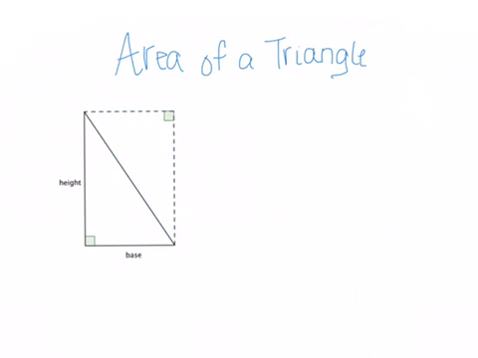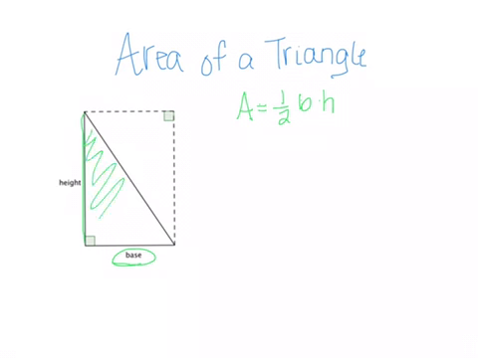And looking at the area of a triangle, area of a triangle equals 1/2 the base times the height. Well, let's figure out where we get that. Here we have the base of a triangle and the height of a triangle. But notice, if this entire thing was a rectangle, I'm only looking at half of that rectangle.